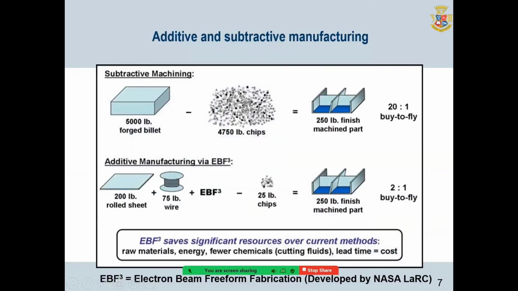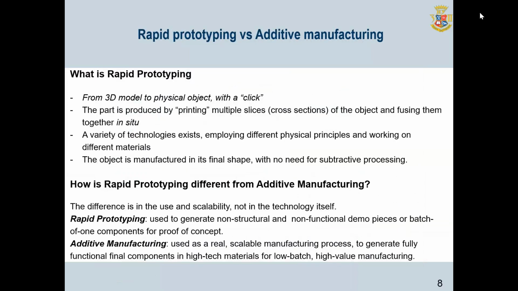Thus, additive manufacturing provides significant resource savings compared to current methods. They are raw materials, energy, chemicals, as well as lead time. The question is, how does rapid prototyping differ from additive manufacturing? The difference is in the use and scalability, not in the technology itself.